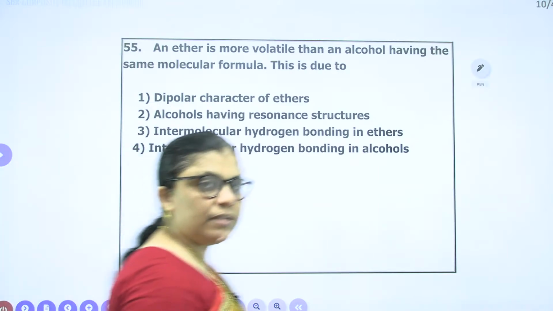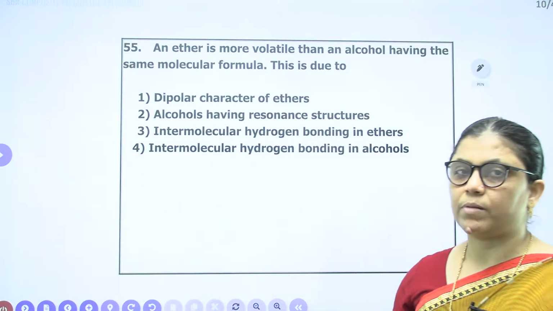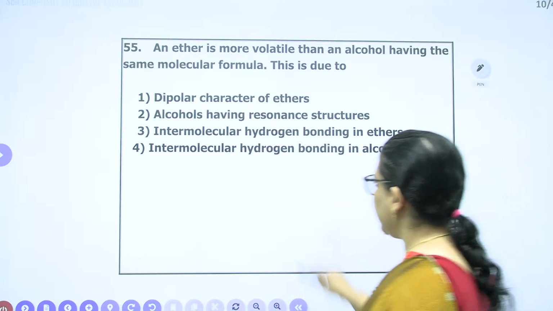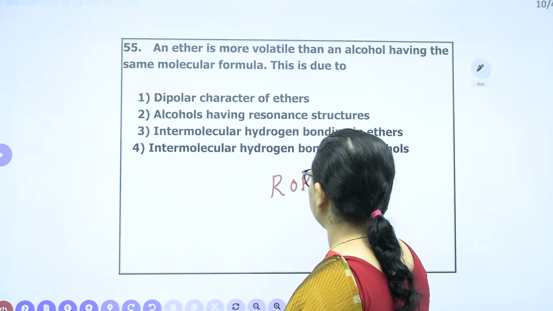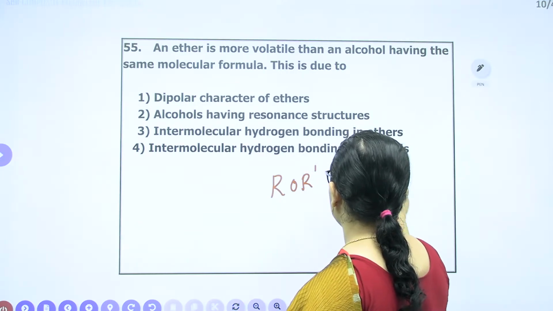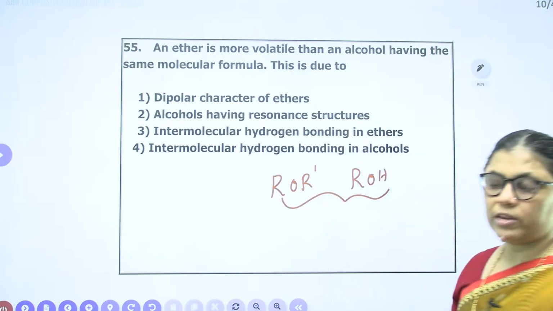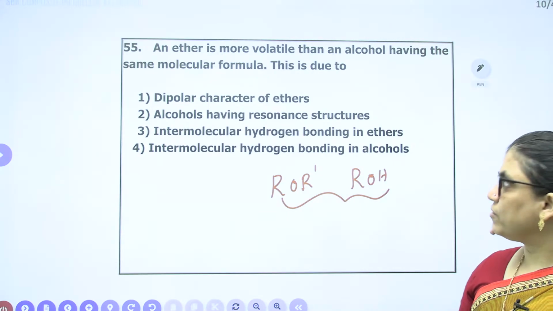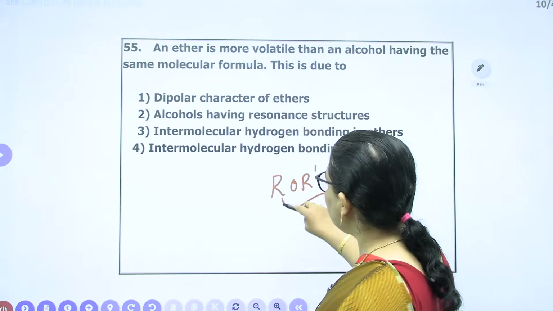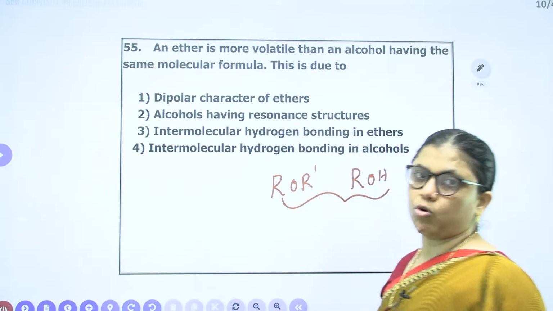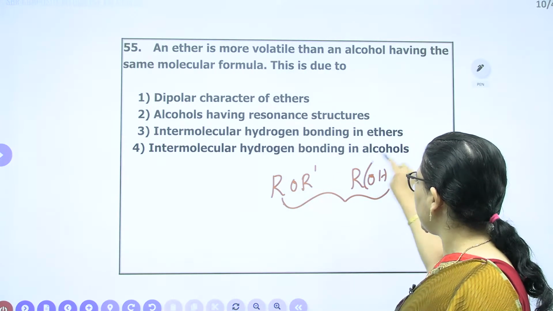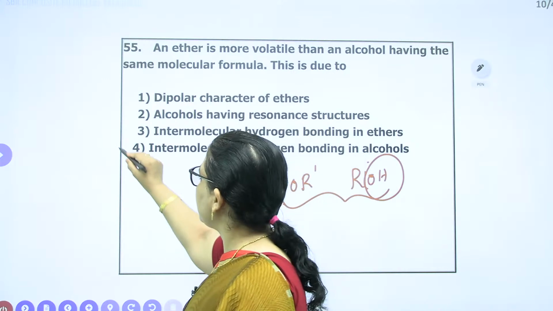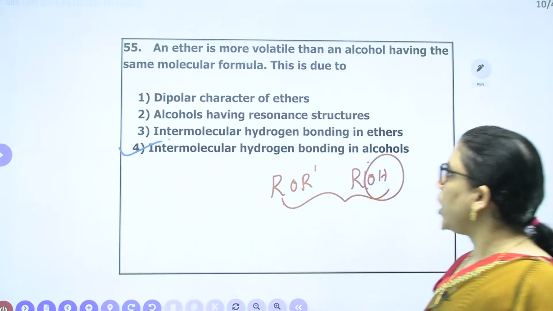55. Ether is more volatile. Yes, ether is highly inflammable and more volatile than alcohol having the same molecular formula. Ethers are ROR, alcohols are ROH. They are functional isomers; the question is related to functional isomers. They have the same molecular formula but different functional groups. Here they said that ether is more volatile as compared to alcohol. We know very well that hydrogen bonding takes place in alcohol, not in ether. That's why the correct option is intermolecular hydrogen bonding in the case of alcohol.